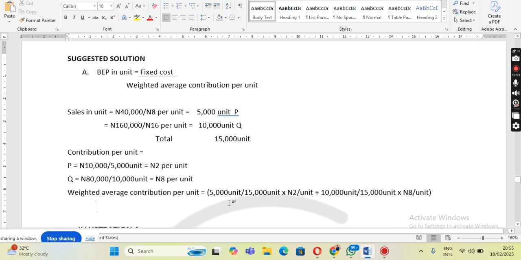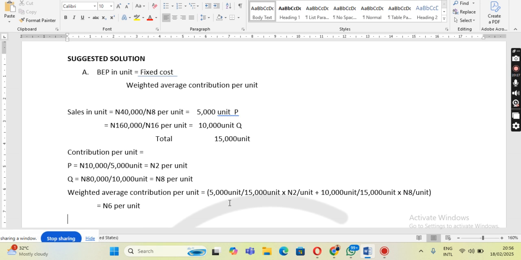Now, what is your weighted average contribution per unit? It is 6 naira. 6 naira per unit, right? Class, the weighted average contribution per unit for the two products is 6 naira per unit.